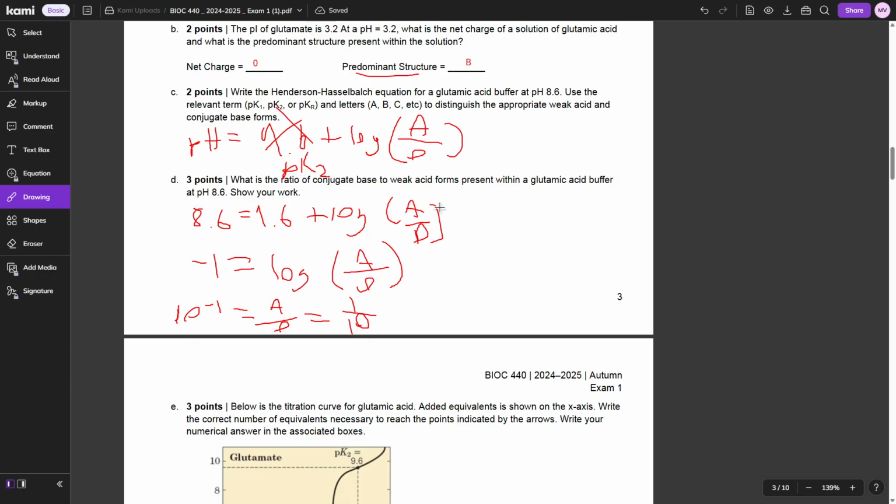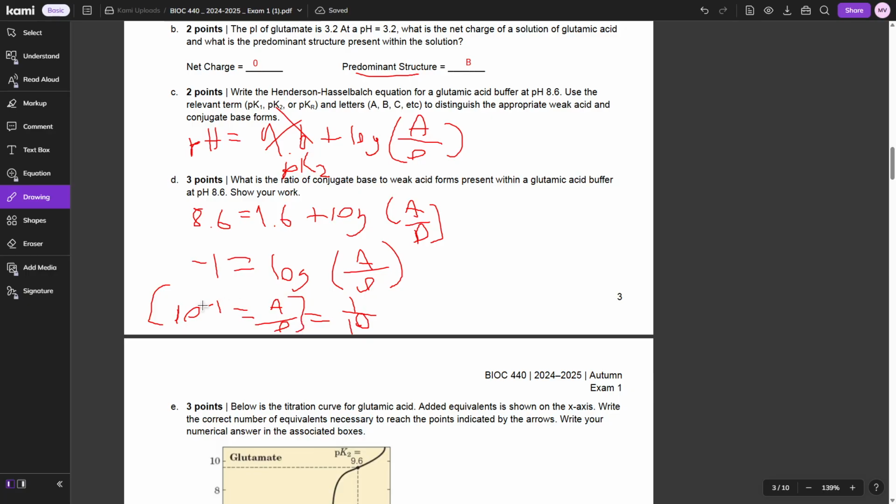Basically, we set up this equation: 8.6 is equal to 9.6 plus the log of the base, A over D. All we're doing here is subtracting 9.6 from both sides, which is how I get this negative 1. Then, when you take logs, the opposite of a log is 10 to the power. So to undo this log, I raise everything to base 10. So 10 to the power of negative 1, the 10 to the log cancels, and you're just left with what's down here.